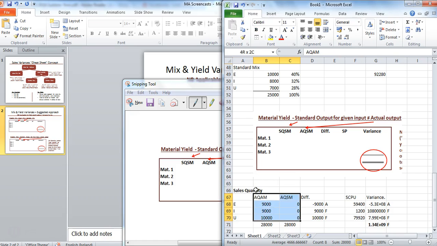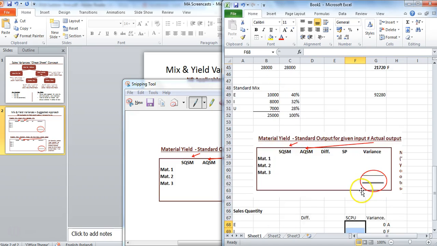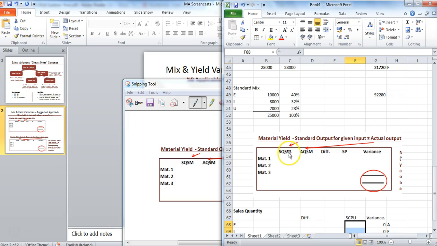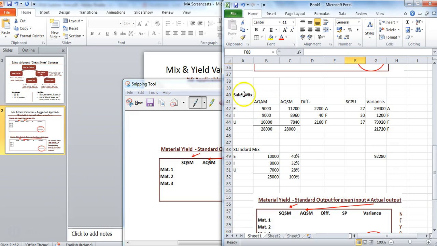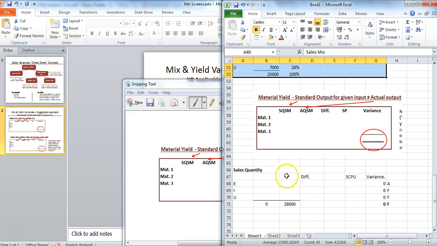So I'll delete some of these because these will change. These may change, and of course the contribution per unit may change. So what we're looking for now is the sales quantity: standard quantity standard mix compared to actual quantity standard mix. So this time the standard mix stays the same, so we're not looking at changes in mix anymore. That was for up here. We hold that constant. Now we change the quantity.